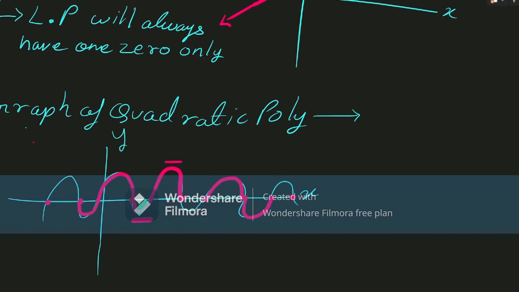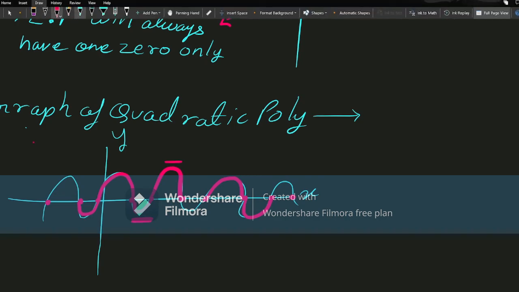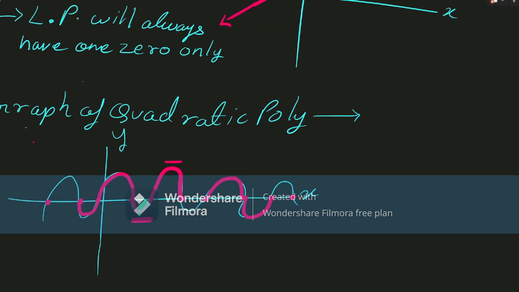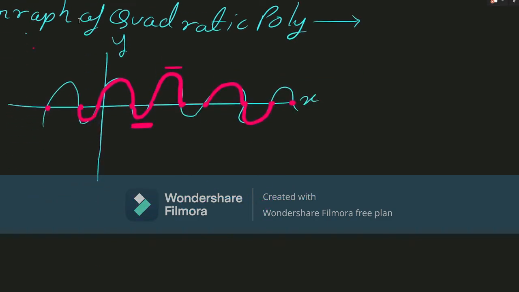Now there are a few things to note about quadratic polynomials. First is the graph is always parabolic. Let me just write that. Graph of quadratic polynomial is always parabolic.